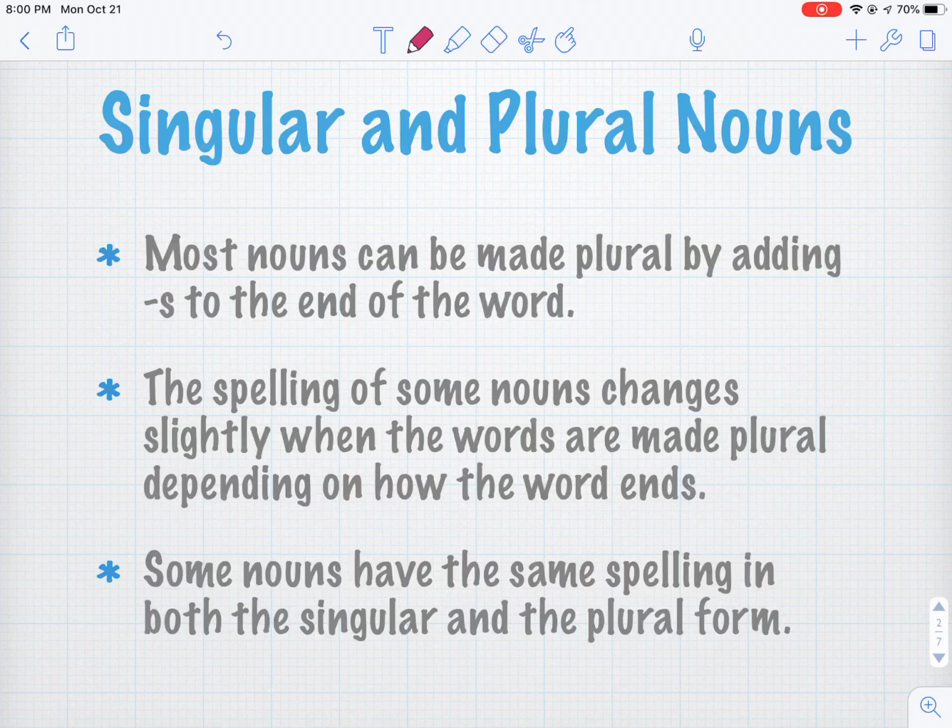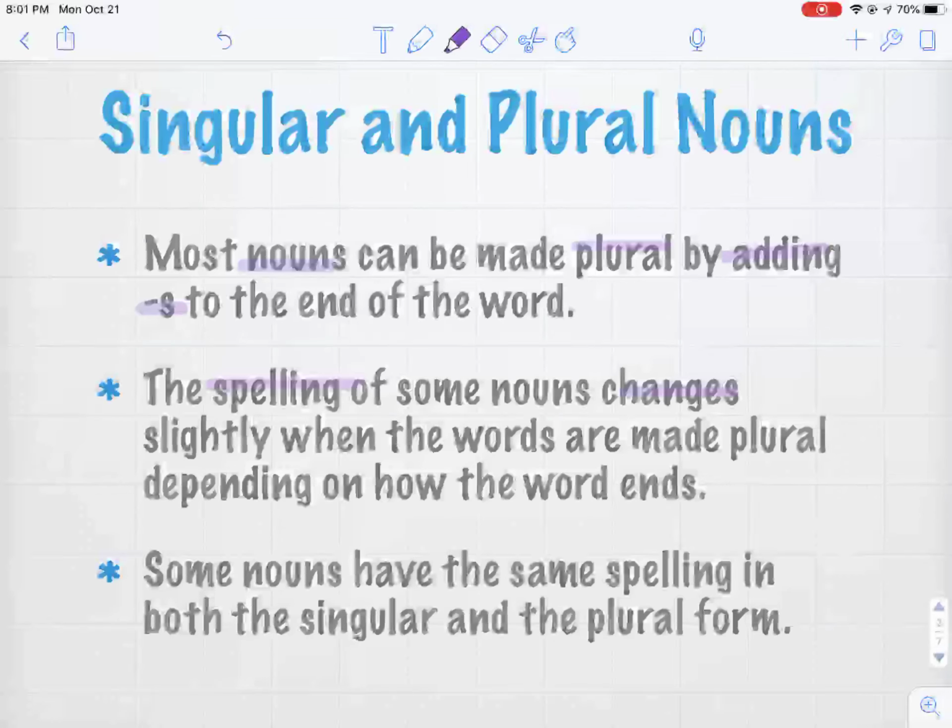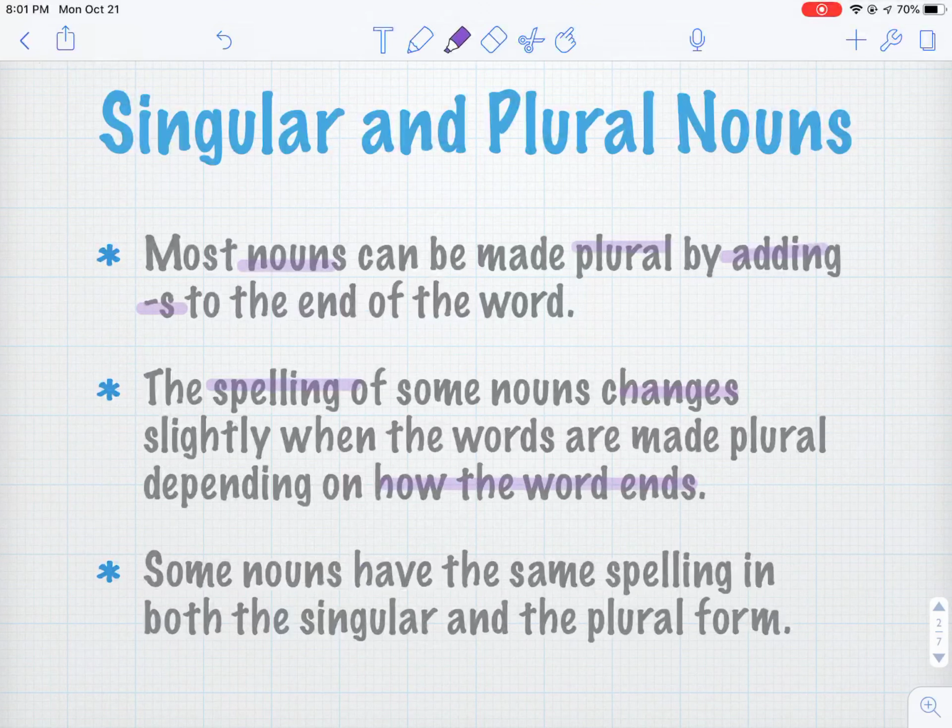So for most nouns, you can change them from singular to plural just by adding an S to the end of the word. Now, some of the spellings have to change slightly when the words are made plural, depending on how the word ends. And we'll get into a little bit of that in just a second. And then some nouns have the same spelling in both the singular and the plural form. So we'll look at some examples of that here as well.